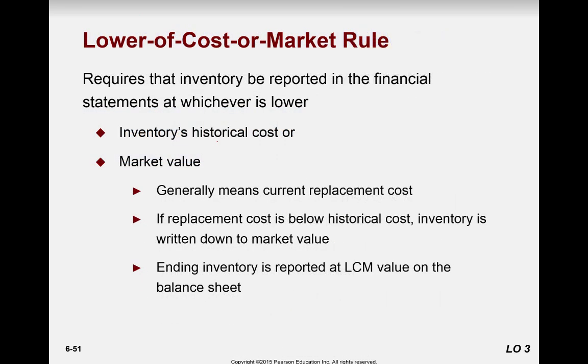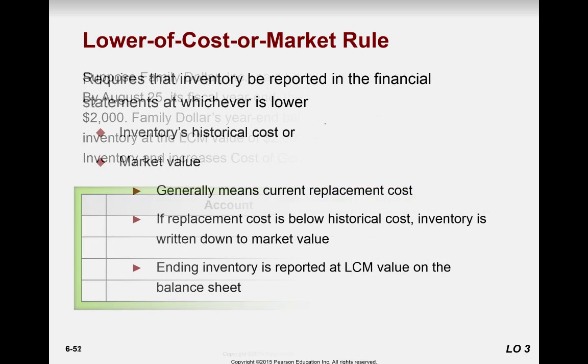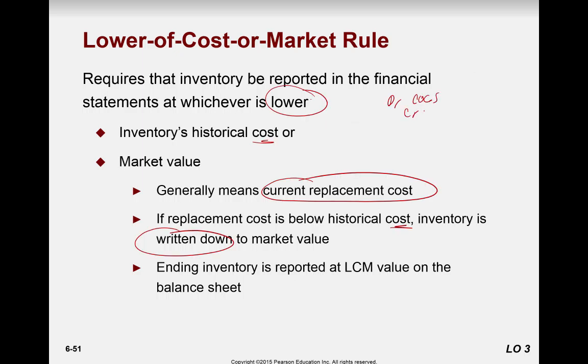So let's talk a little bit about the lower of cost or market. At this point, we are required to report at the lowest amount, and usually it is cost, honestly, because when you buy something, you're purposely buying it to sell it for more. The market value tells you what it's going to cost you to replace. And if the replacement cost is below the actual cost that you paid, then you have to write down the inventory, and usually you debit cost of goods sold. Oops, let's go back. Sorry about that. You debit cost of goods sold and you credit inventory to write it down.